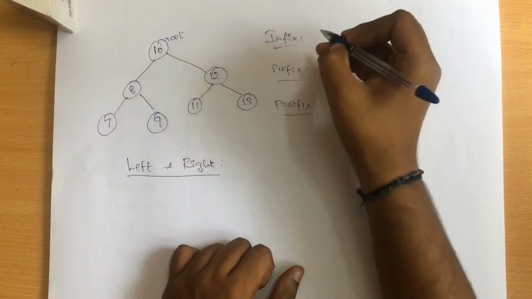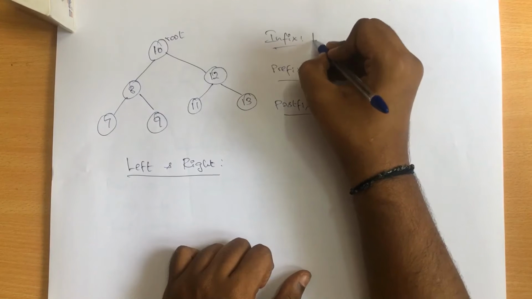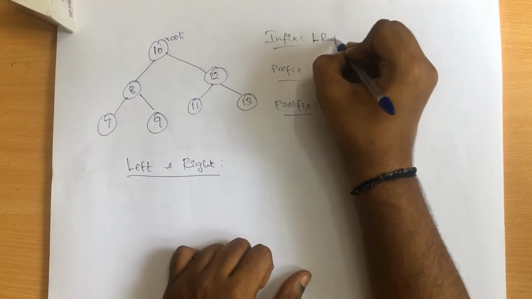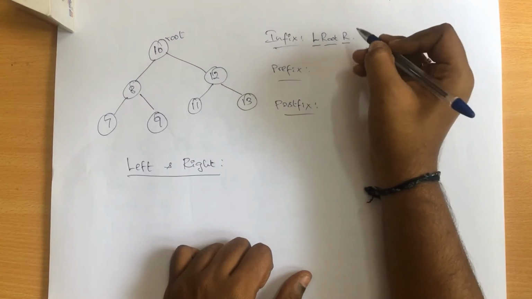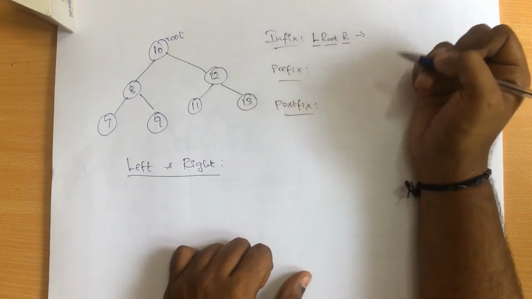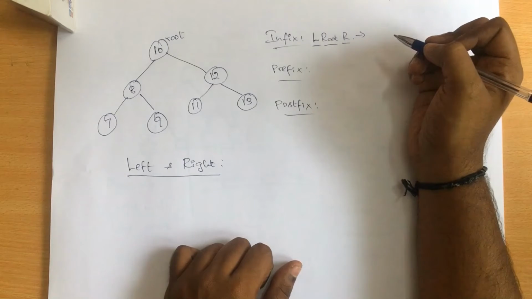So I told you about infix is nothing but you have to go with left node, then root node, and then right. So left, root and right. So let's start writing the values here. Also you can expect the output to be in ascending order for the entire tree.